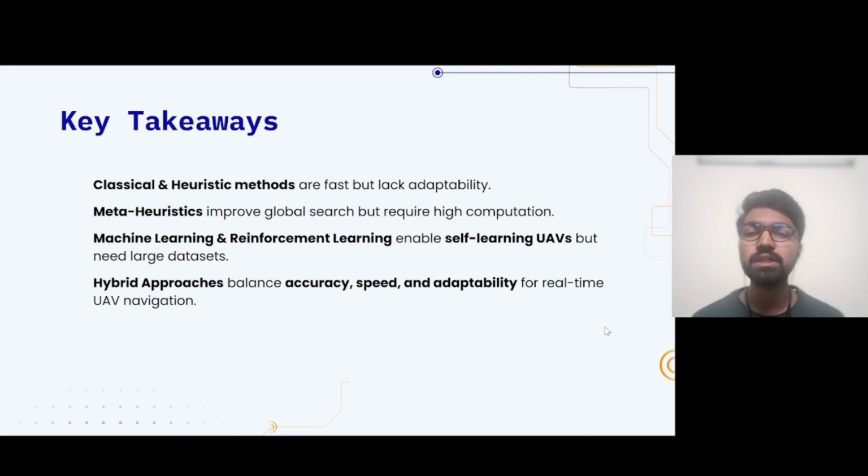The best solution in terms of cost optimization and collision avoidance can be hybrid approaches. They strike a balance between accuracy, speed, and adaptability, making them ideal for real-time UAV navigation. In the fast-evolving world of UAV path planning, no single approach is perfect for every application. But by combining speed, intelligence, and adaptability, we can create smarter, safer, and more efficient UAVs. Autonomous navigation isn't just about finding the best path, it's about learning and adapting.